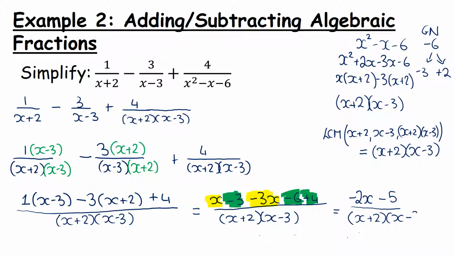x minus 3. So if at this point you want to multiply out the bottom line, that's absolutely fine. We already know that it's equal to this, so we can just rewrite that. So minus 2x minus 5 all over x squared minus x minus 6.